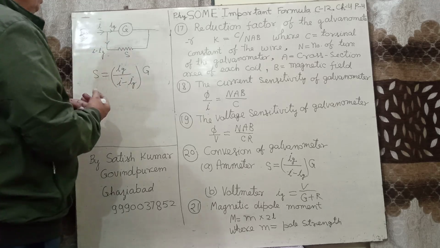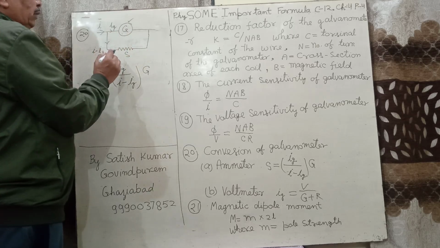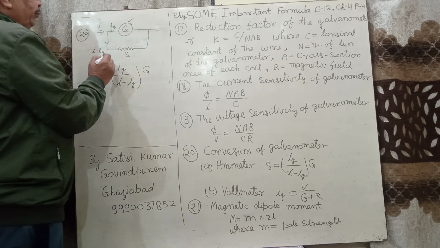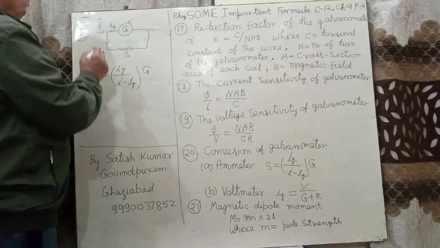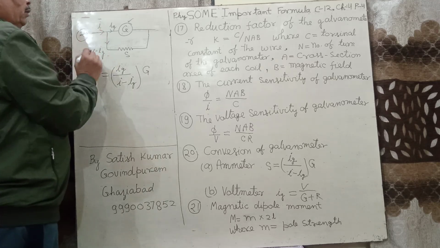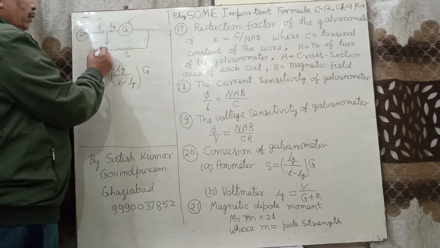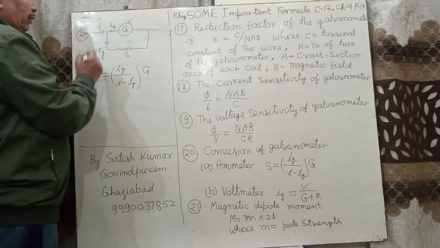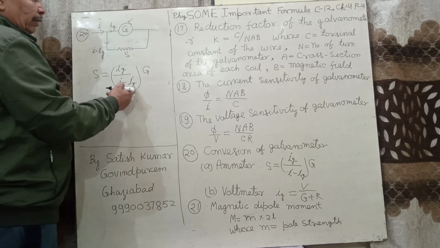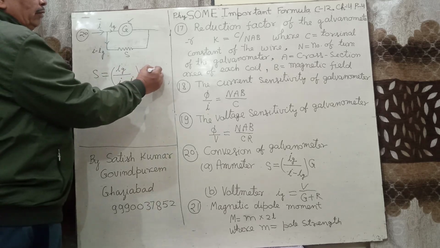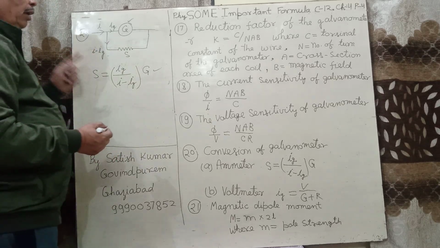Again I am telling you, suppose this is a galvanometer whose resistance is G. This is the shunt which is connected in parallel with the galvanometer. Suppose the current is I, then the current in the galvanometer is Ig and the current in S is I minus Ig. Then S equals Ig upon I minus Ig into G. This formula is used to convert a galvanometer into an ammeter.